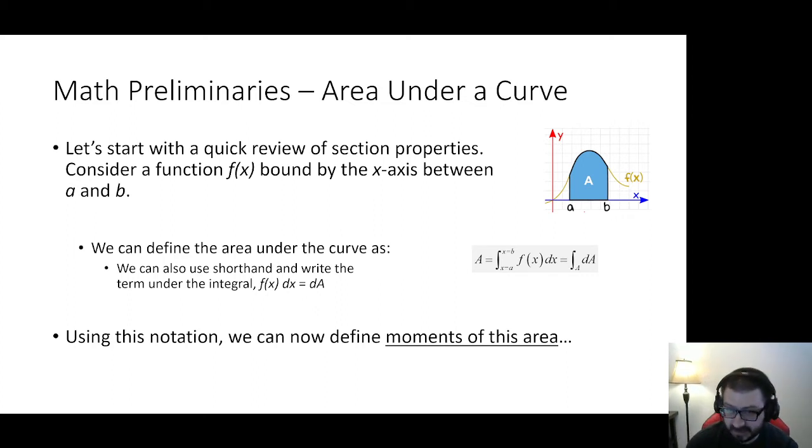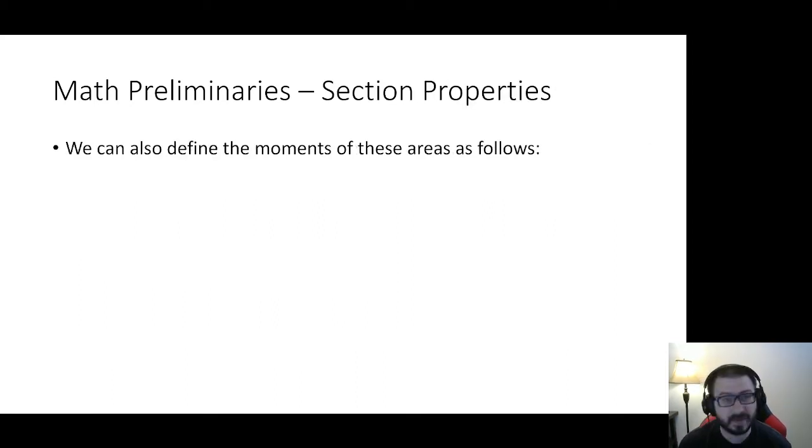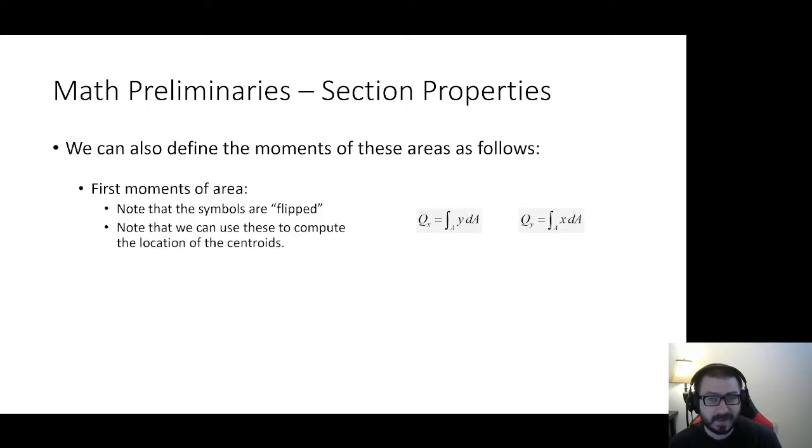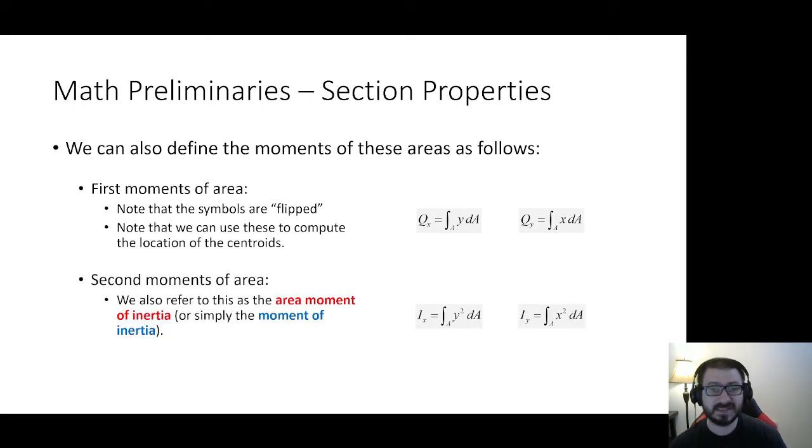What I want to take a little bit of time to do is define integrals that represent moments of area. So if I have the integral of dA being the area, the integral of x dA or the integral of y dA are what are called moments of area. Now specifically we call them first moments because we have second moments, which would be the integrals of x squared or the integral of y squared. Now note that the symbols are flipped. That's not a typo. That's correct. For example, the integral of y dA is the moment about the x-axis.